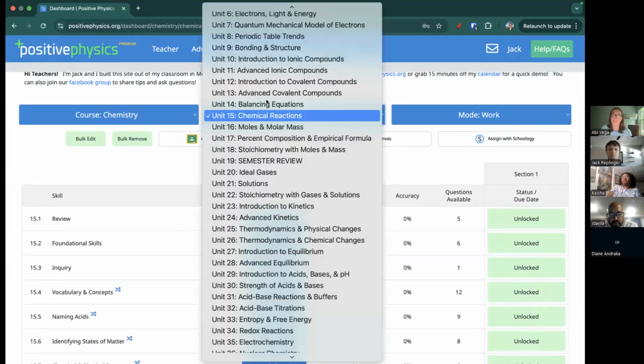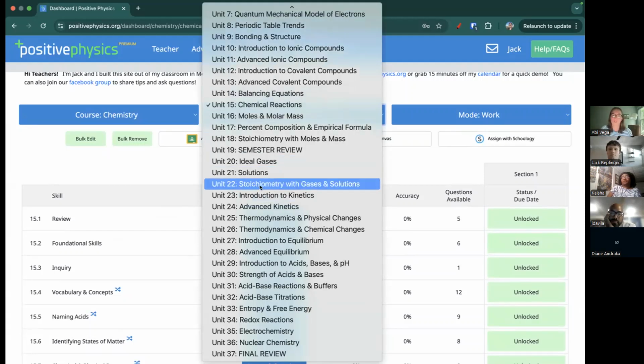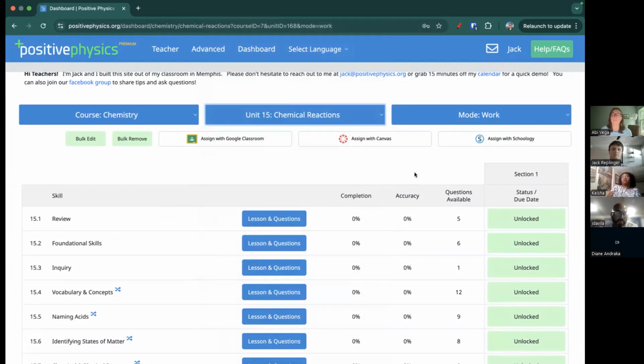And I know there's a lot of content on here because AP Chemistry covers a lot of content. So if you teach other classes as well, there might be whole units that you skip because you don't have time to do them and you want to focus more on other things. And that's fine. You can assign it that way.